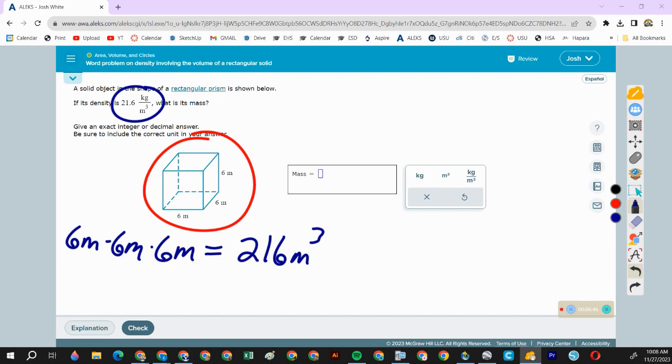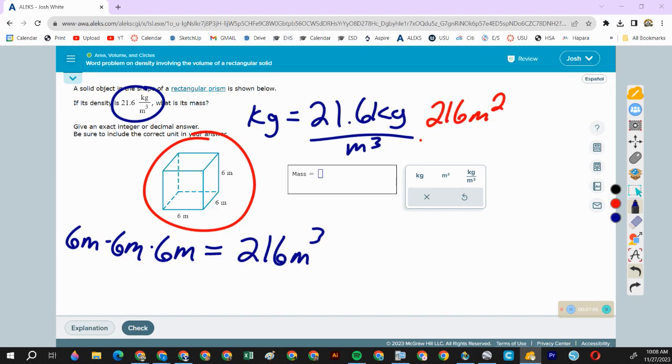Okay. I want my answer to be in kilograms. So I use 21.6 kilograms per cubic meter, and I times that by 216 meters cubed. Meters cubed cancel. 216 times 21.6 is, it's going to weigh 4,665.6 kilograms.